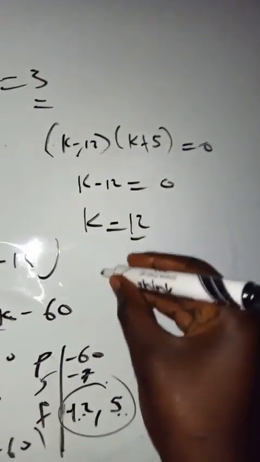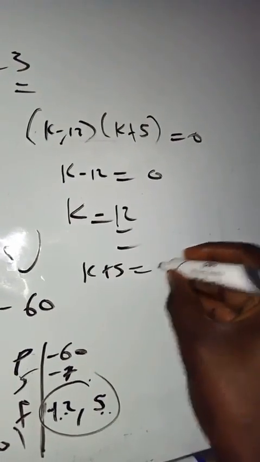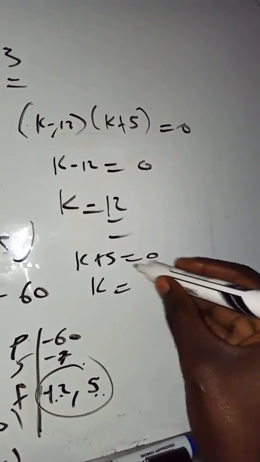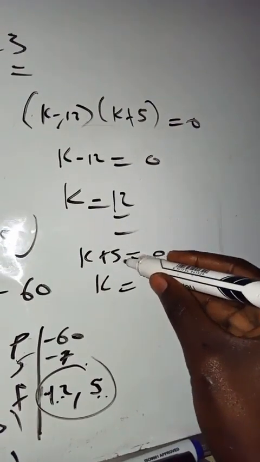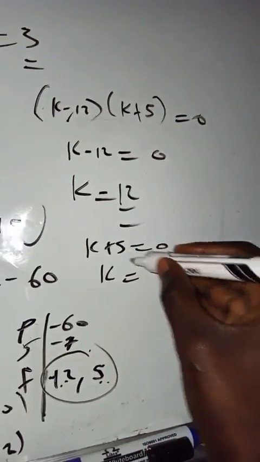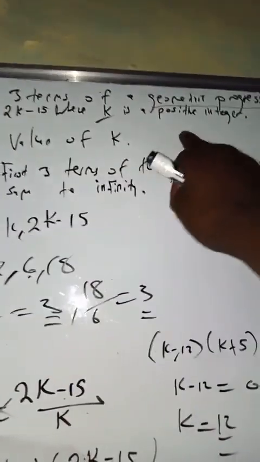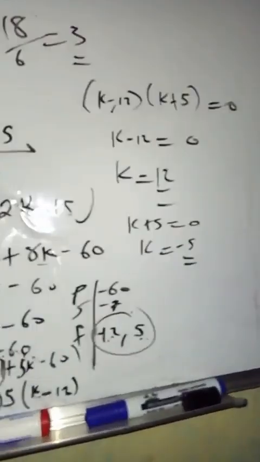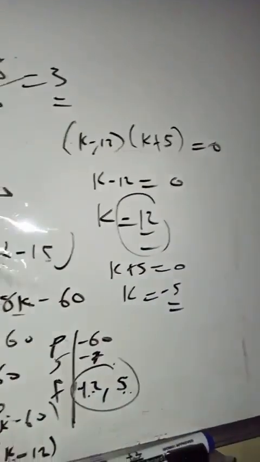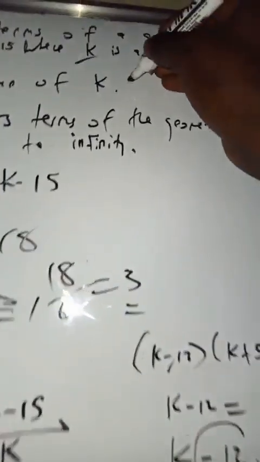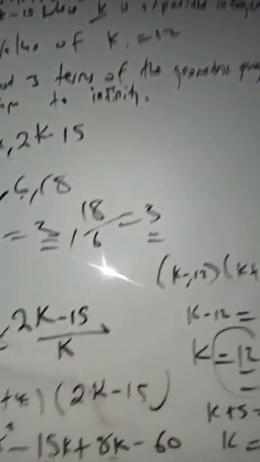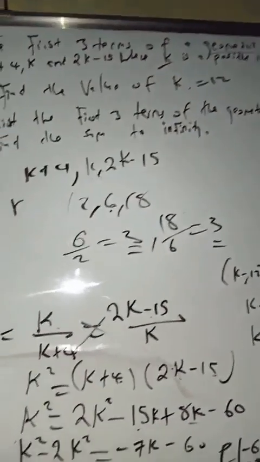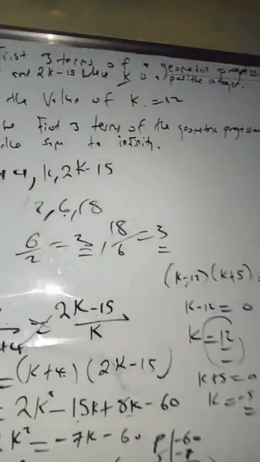If I get this here, I'm going to have k plus 5 being equal to 0. Therefore, k will equal to, the 5, if it crosses the equal sign, from being positive to be negative 5. Now, go back to the question. They're saying k must be a positive integer, meaning it must be positive. Here is negative, so the answer that they want here is this. Therefore, k is 12, okay? K equals 12. You have to make sure to get the first question right. We've gotten it right, so this is our answer here.